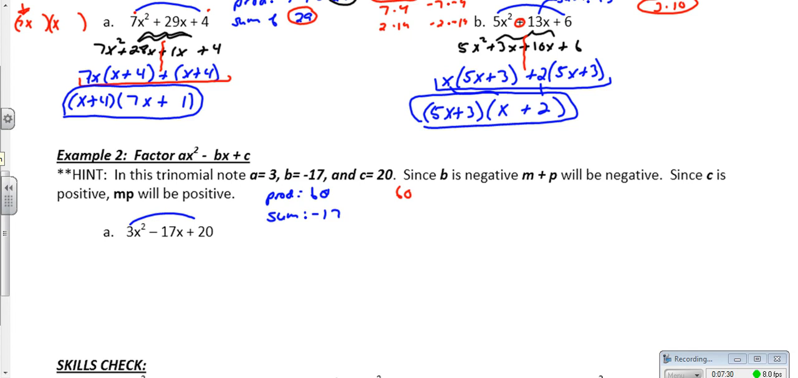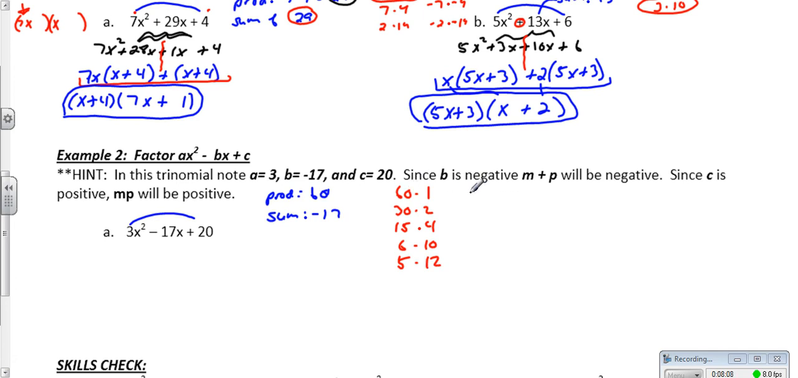We have 60 times 1, 30 times 2. We have 15 times 4. We have 6 times 10. And that looks pretty good. Let's see if any of those work for us. Let's see, let me look at this. Alright, double check that because I knew I was missing one, and maybe you caught it, and that is 12 and 5. So 5 times 12.